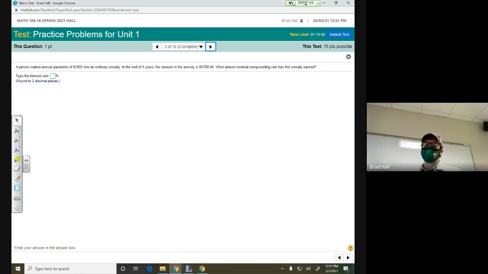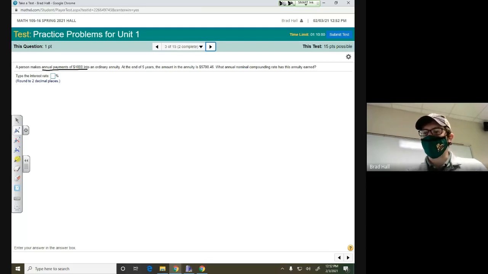So if, let's say, it were compound interest, what compounding period would it be? Annual payments of $1,000. So it's a TVM solver.